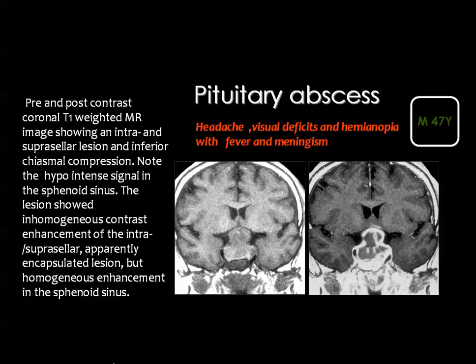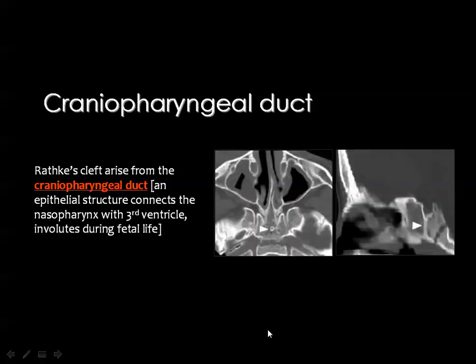And this is an example where you can see a mass in the pituitary gland before contrast enhancement. After enhancement, you get a thick marginal enhancement, which may suggest the presence of a pituitary abscess.